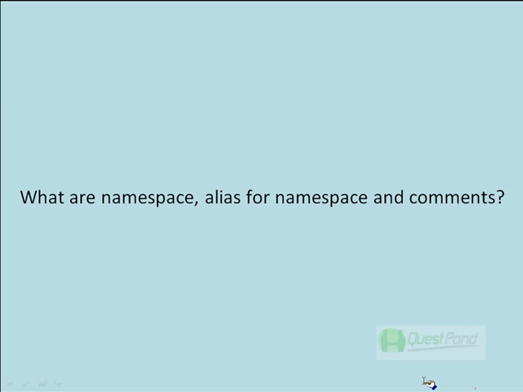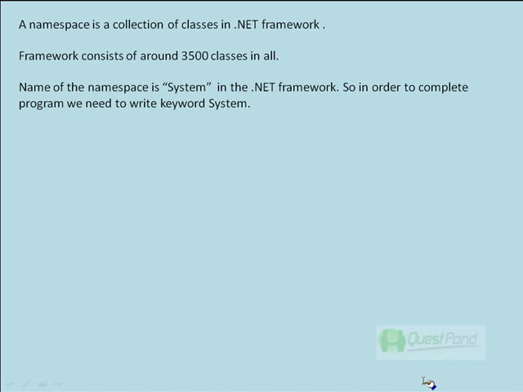What are namespace, alias for namespace, and comments. Starting with the namespace: while we develop an application in C# programming, we use many classes from the .NET framework, which are inbuilt classes necessary to develop an application. Every time, it is very difficult to find, identify and use that class. So in order to make our work easier, the .NET framework has namespaces. A namespace is nothing but a collection of classes built into the .NET framework.